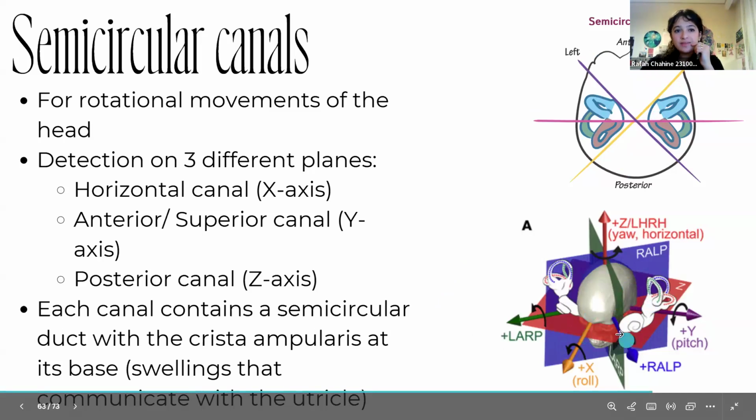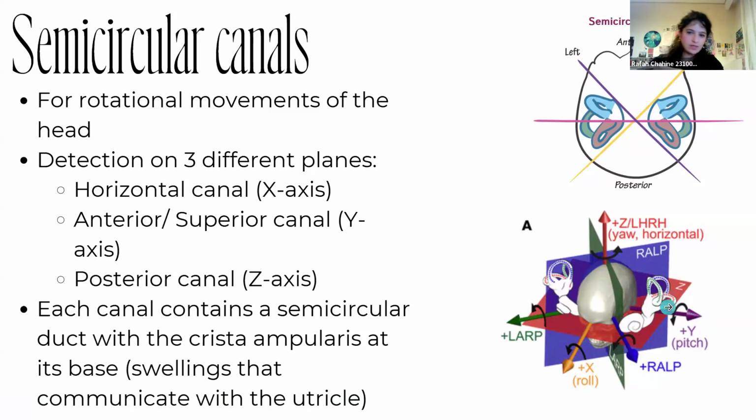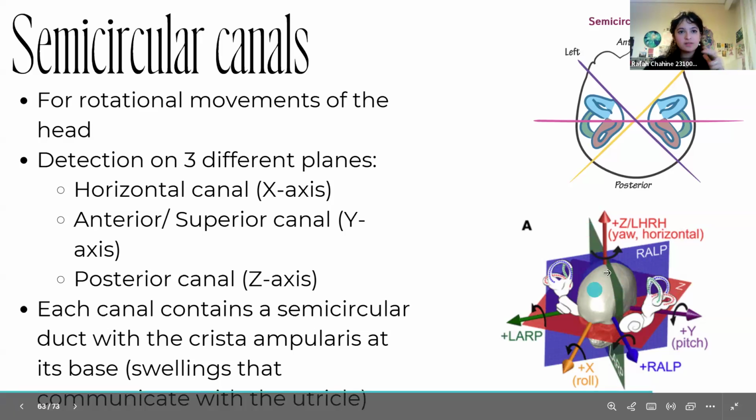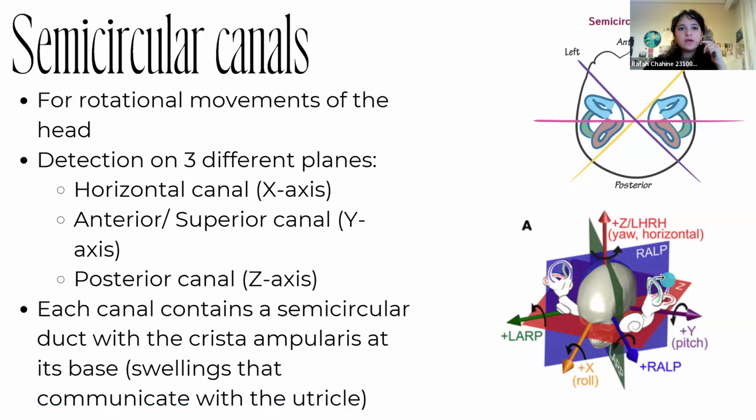The red is the horizontal one, which is the red dotted one. That's the horizontal semicircular canal. Then we have the anterior one, which is this green one, and you can see the axis of the green one, how it works and how you can recognize the movement from there. And then we have the posterior semicircular canal, and you can see the planes for that.